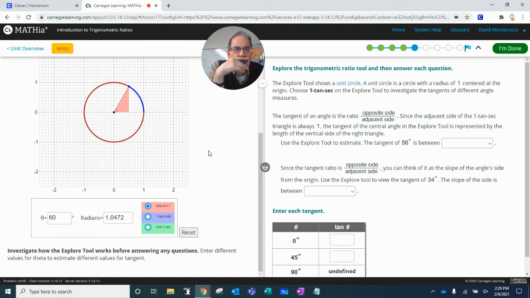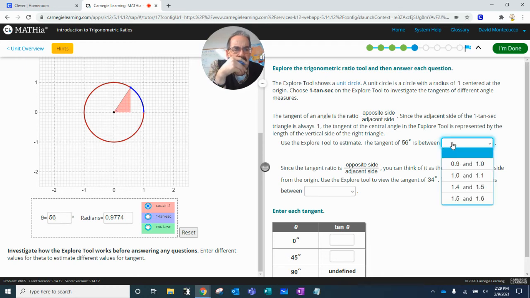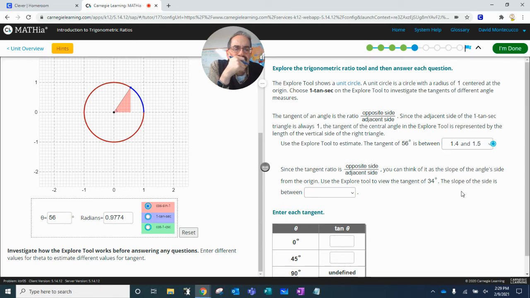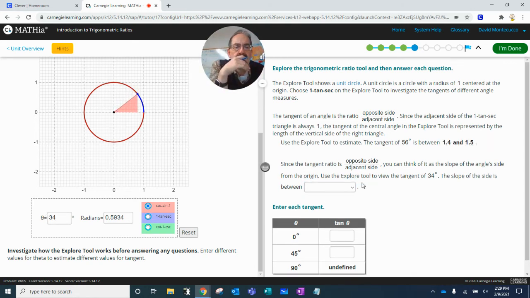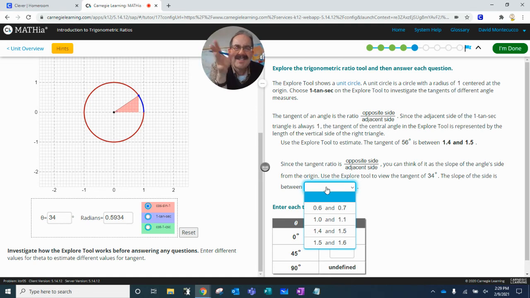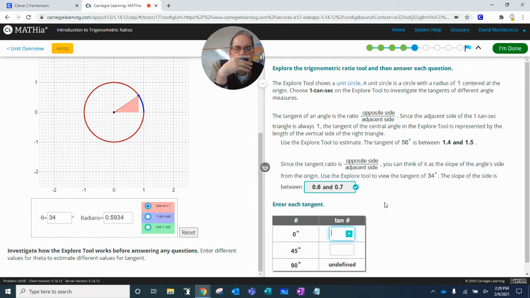So now we're going to do it again. Tangent, opposite over adjacent, 56. The opposite over the adjacent, so it's bigger than 1. Okay. 34, opposite over adjacent, 0.6-ish.